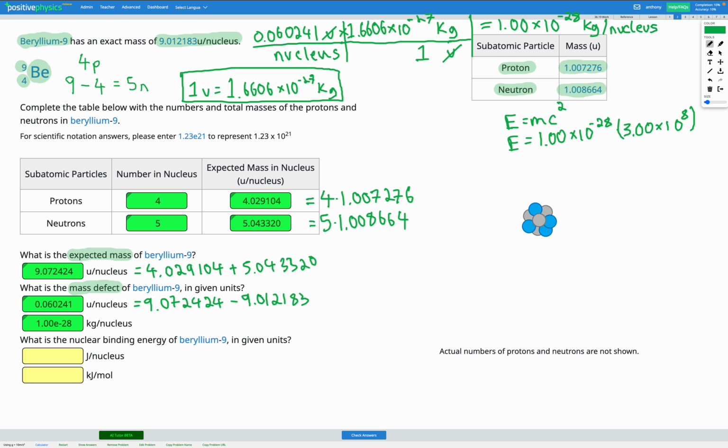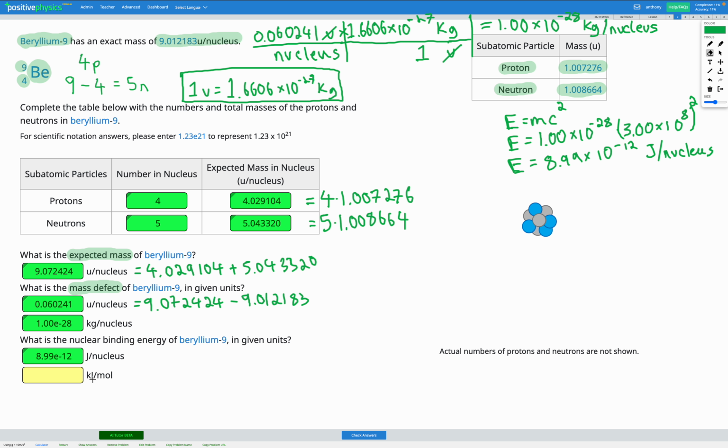And that is squared. So if we put that all on our calculator, we're going to get out a binding energy of 8.99 times 10 to the power of negative 12. And our units there are joules per nucleus. So again, we can go ahead and enter that in the answer box. We've got 8.99 times 10 to the power of, remember that's E on this platform, negative 12 joules per nucleus. Awesome. So we figured out our binding energy for one nucleus in units of joules.